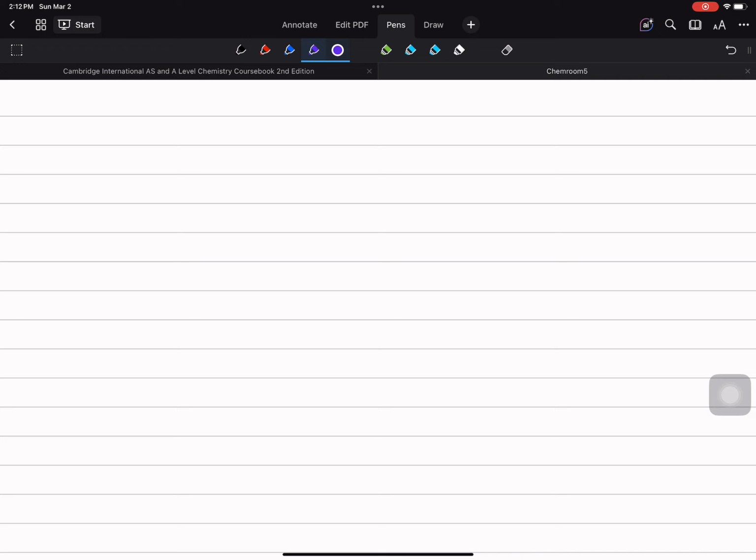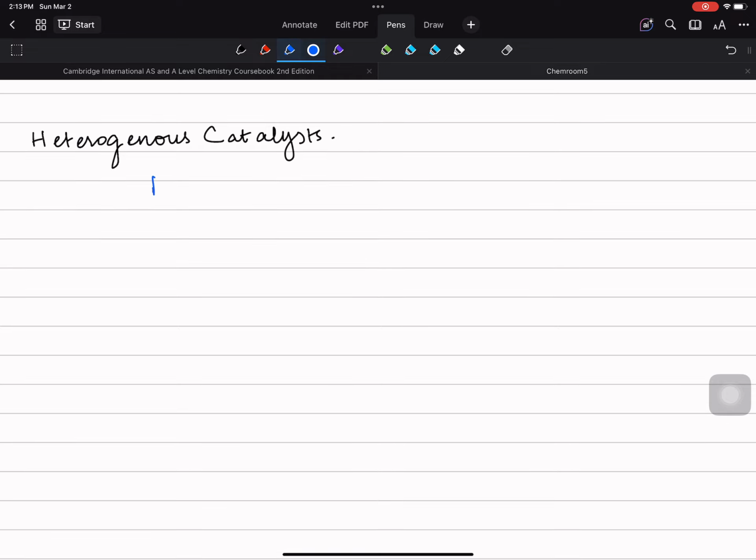In today's video, we're going to be talking about the second type of catalyst, which were the heterogeneous catalysts. The name implies that they are in a different phase compared to the reactants, because hetero means different. So let's write this thing about them. They are in a different phase as the reactants.